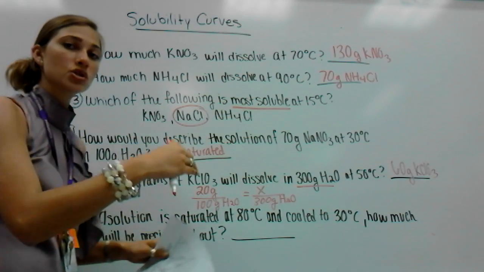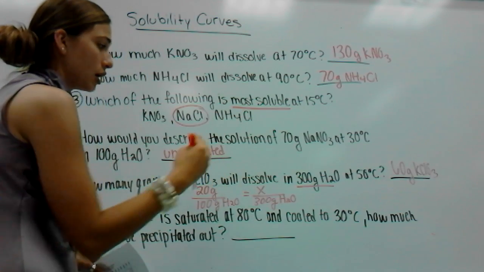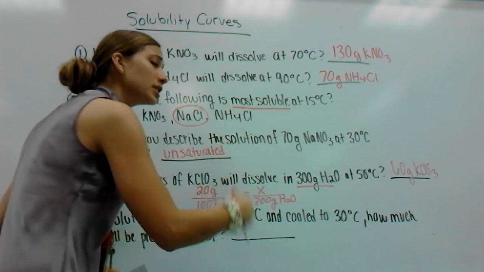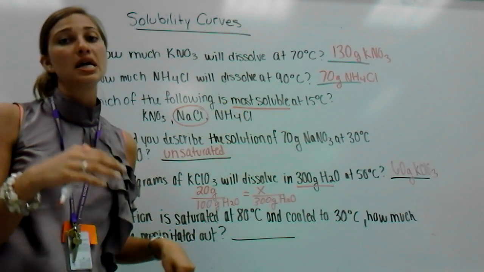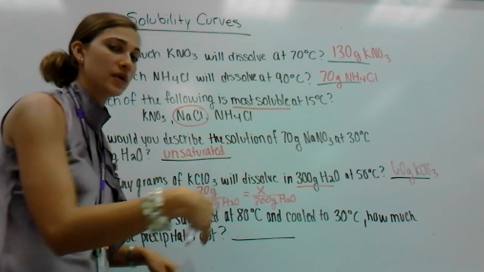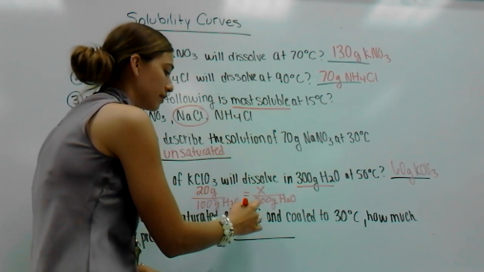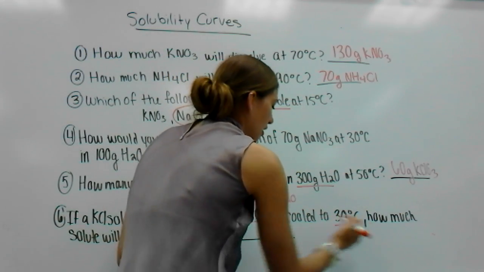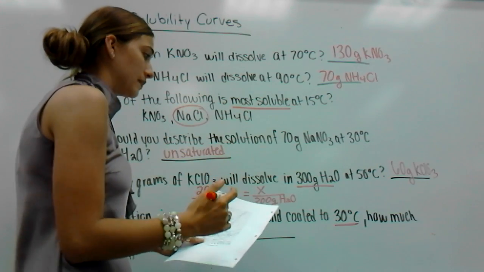When we are cooling down a solution, and if it is an endothermic process, when you cool it down, solute is going to be precipitated out because the solution can no longer hold the same amount of solute. So if you cool it down, you want to know how much is being released. So what you want to do is subtract the grams at 30 degrees Celsius from the grams at 80 degrees Celsius, and that will tell you how much is precipitated out.